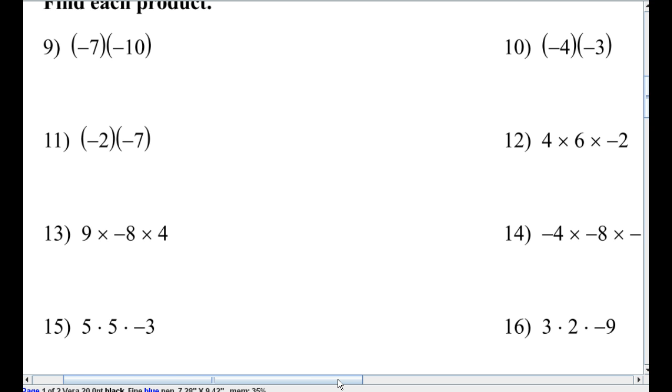A negative and a negative is a positive when you're multiplying, yes, for the same reason we just talked about. It's like getting rid of a negative. It's a positive.